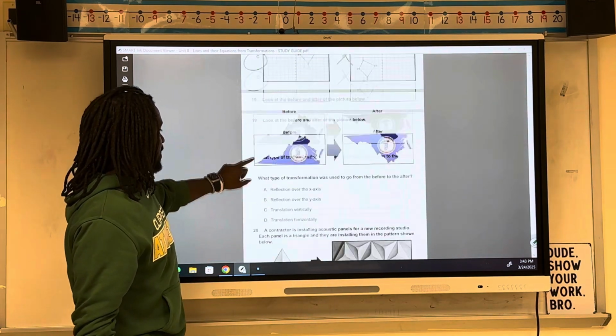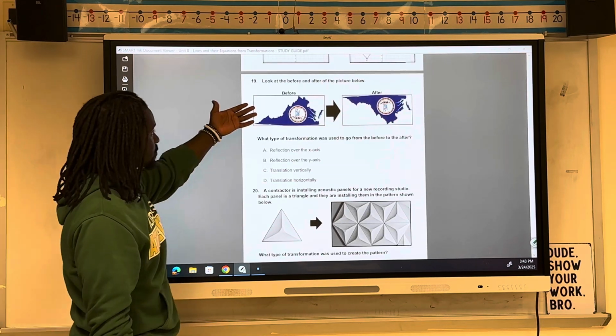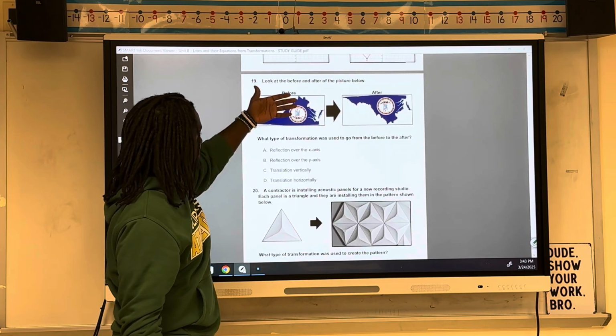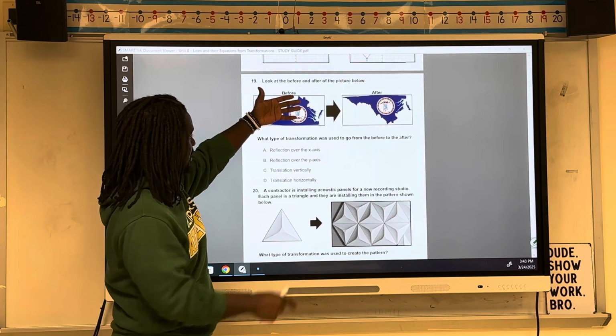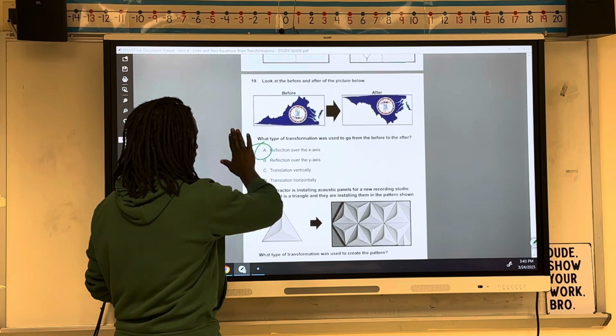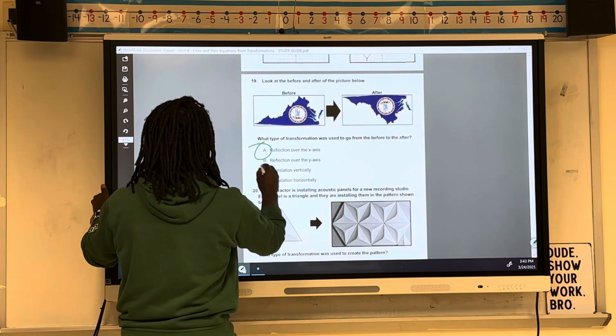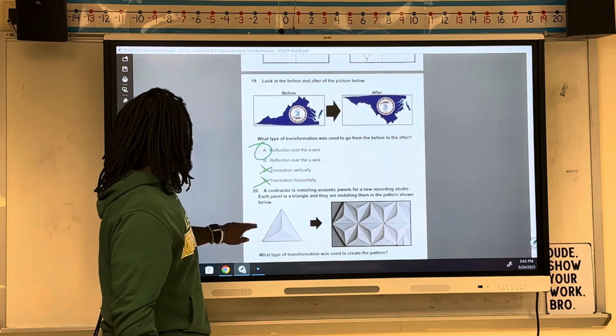All right, and we are almost done. Which picture? This is before. Now it's been flipped. It's a reflection. And which axis? It's a reflection over the x-axis, because if it was this way, then it would be over the y. And translation is just a slide.